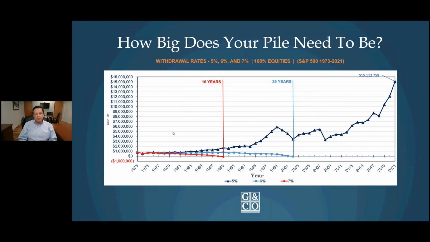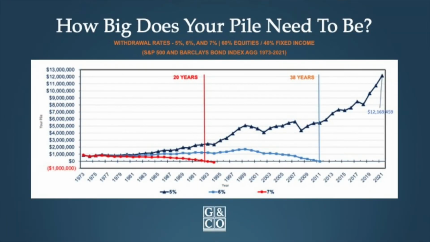If you'd done a 5% withdrawal, that million, after you had lived on it, by the end of 2021 would have been $15 million. It's just basic math, no secrets. But I don't know a lot of retirees that are bold enough to put 100% of their portfolio in equities. So let's look at a blend.